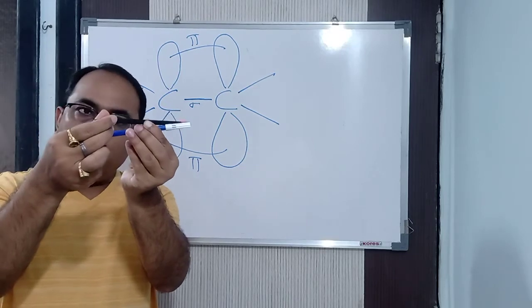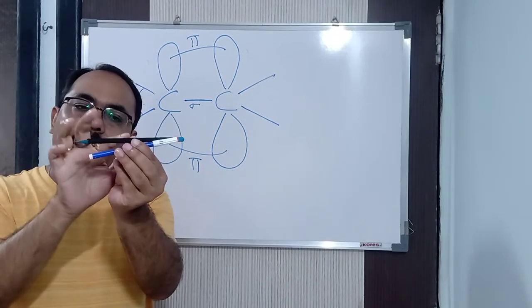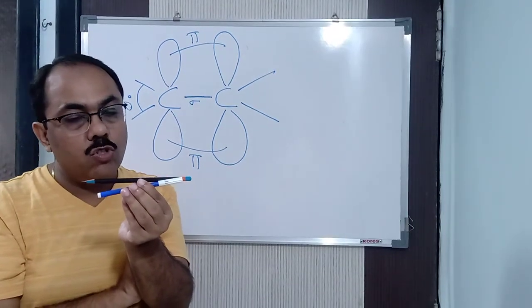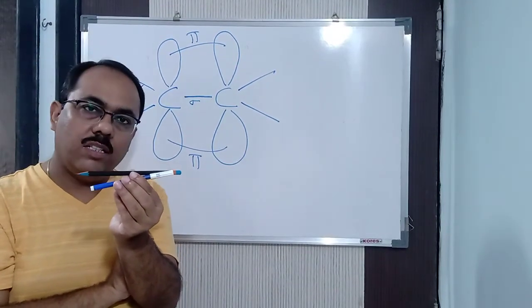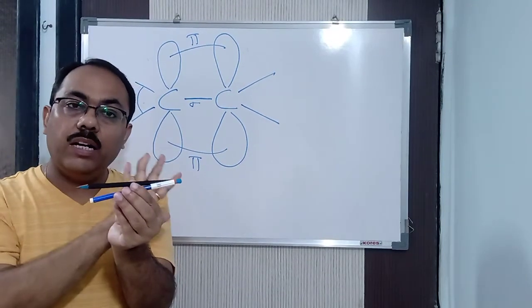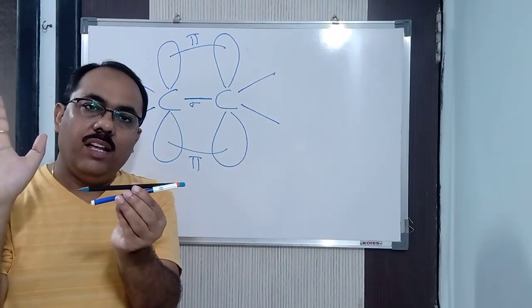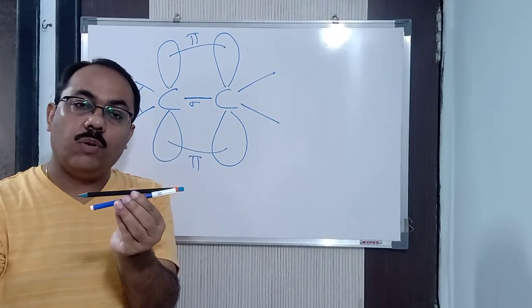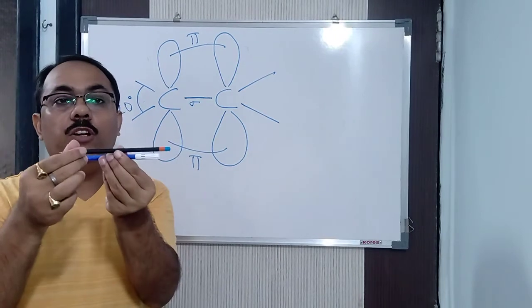Got it now? So if I want to rotate, then I have to break this pi bond. To break this pi bond, I require 251 kilojoules per mole of energy, which is not available in the ground state. Ground state means under normal conditions this energy is not available. You have to supply some external energy to it. Then only you will be able to break it.